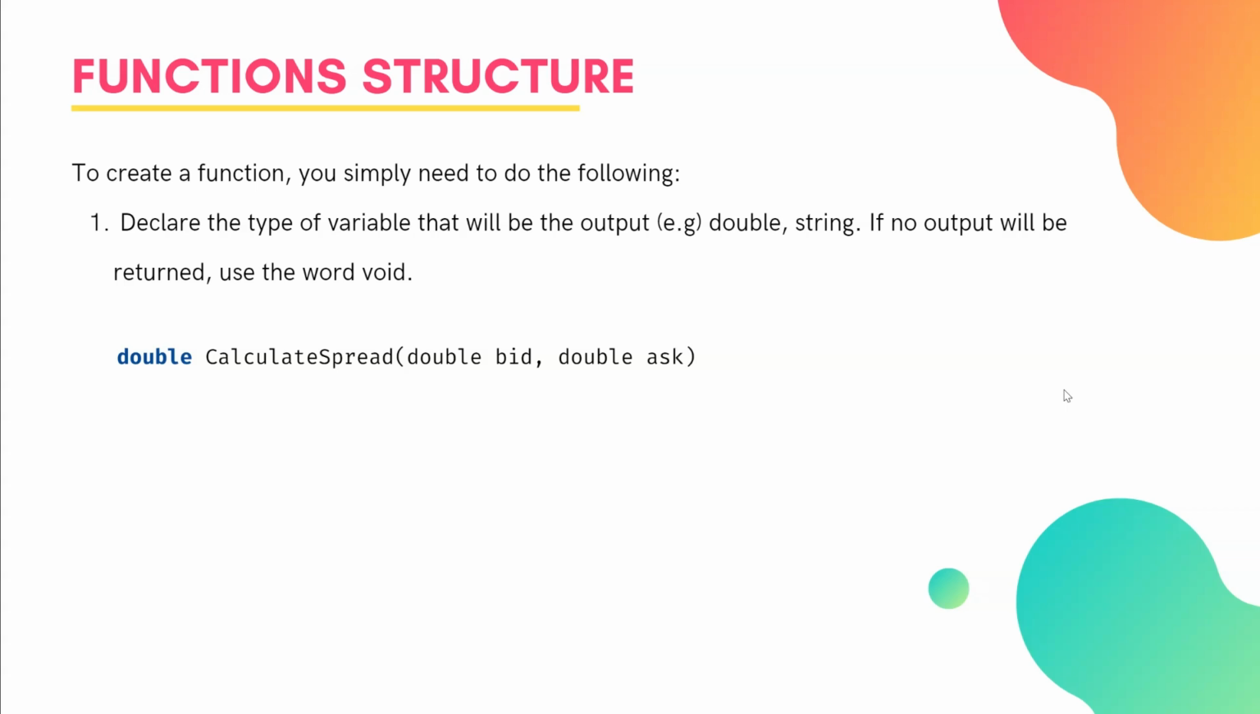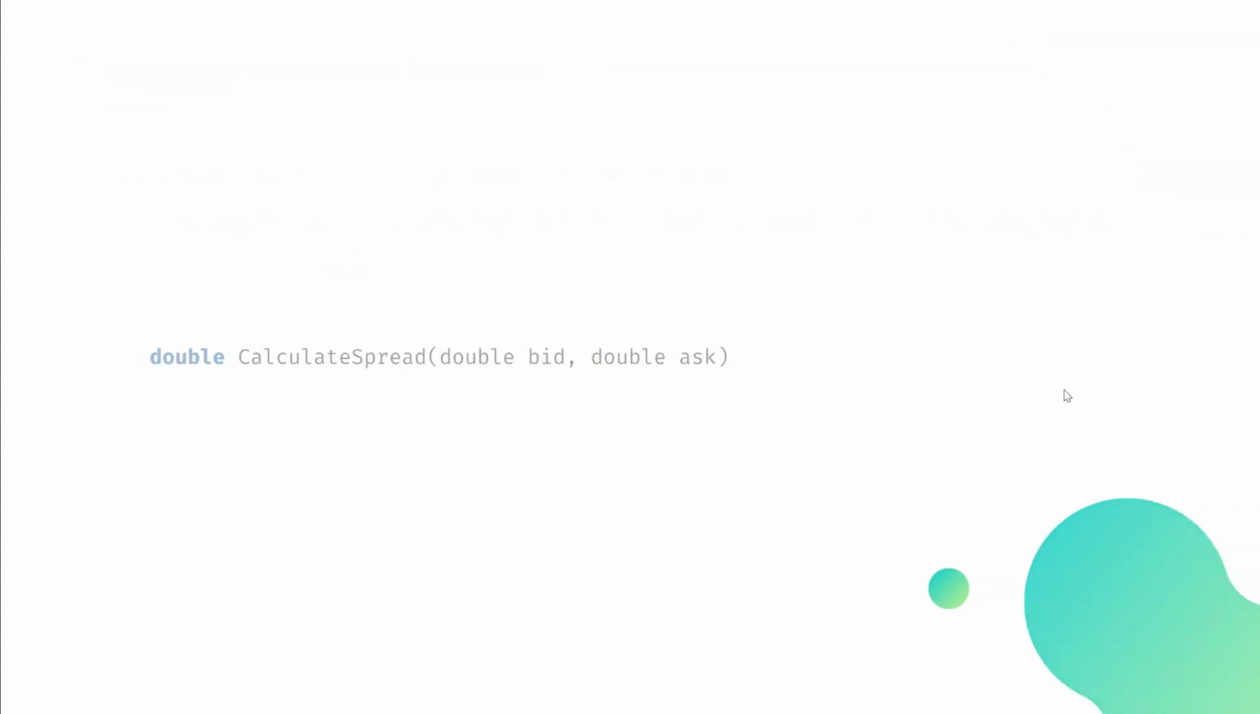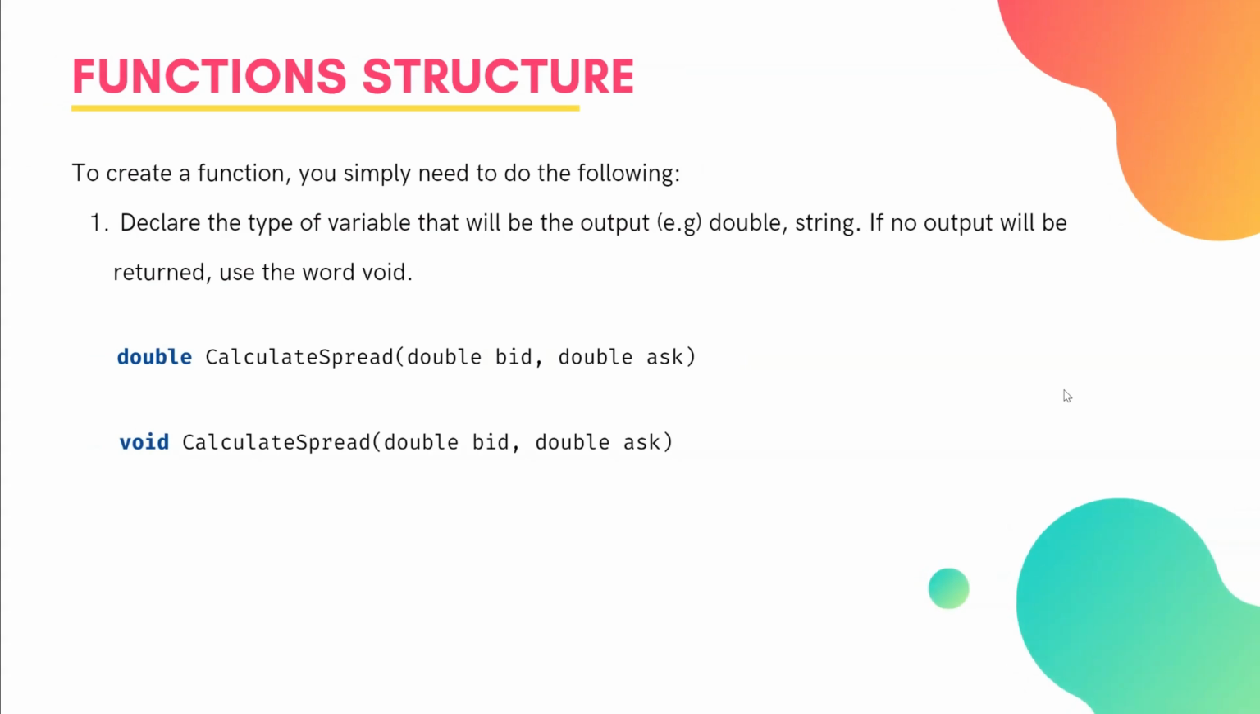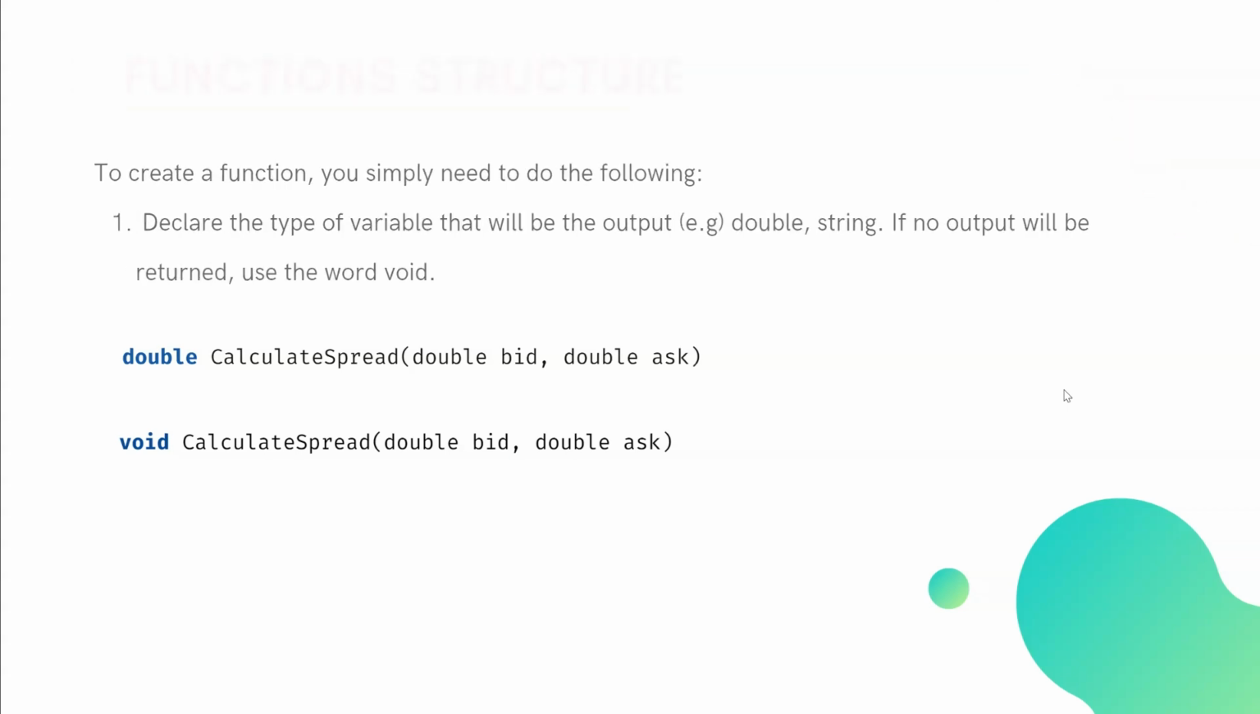So again, we have our function here that we've created with the output type double. The function is called calculate spread, and we have our inputs bid and ask. If we were to say that calculate spread was just a purely internal function that we don't need to use elsewhere, the output from that, we could put the word void in front of it just to say there's no output to be returned from there.